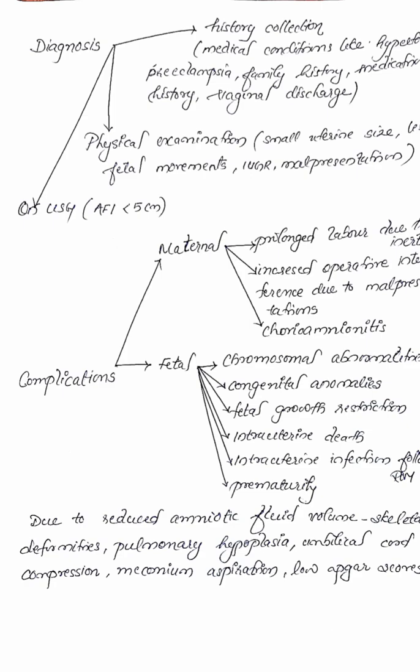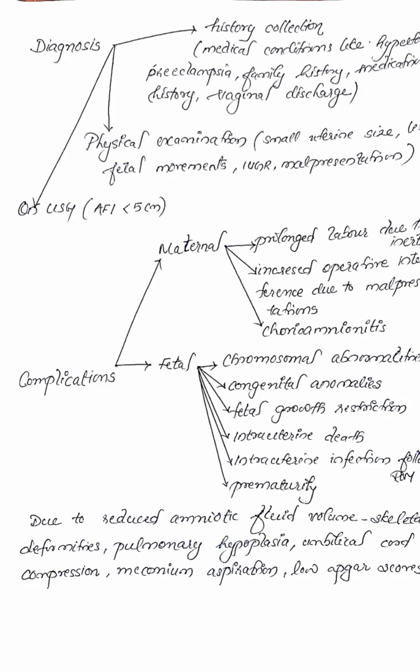Then it comes to the physical examination. As we have seen in the clinical features, the uterus size will be small and there will be less fetal movements, as there is a chance of uteroplacental insufficiency. The baby's growth will be retarded, which leads to intrauterine growth retardation, and as we said, malpresentation. Then comes ultrasonography. We have already mentioned the amniotic fluid index will be less than 5 cm.